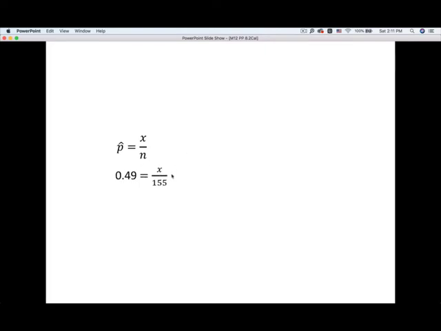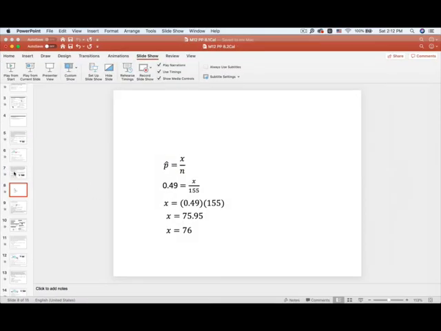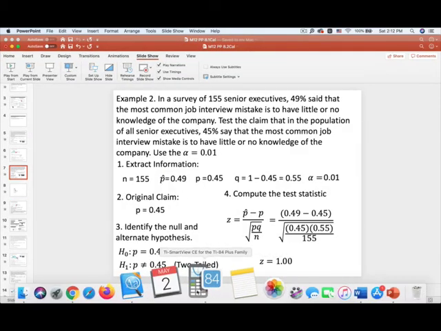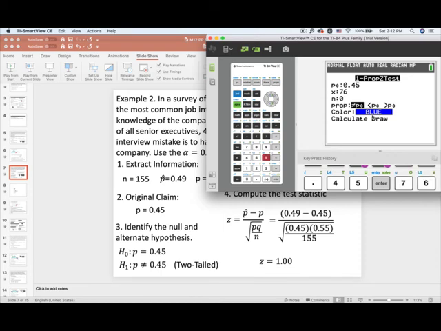And we just multiply 155 for both sides here. Use your calculator. You should get 75.95. We round it up. It should be 76. So go back to the calculator here. We have a 76 for the number of success and sample size 155. And the next one here is talking about your alternate hypothesis. My alternate hypothesis is not equal to, so we're going to use the not equal to. And then go to calculate.